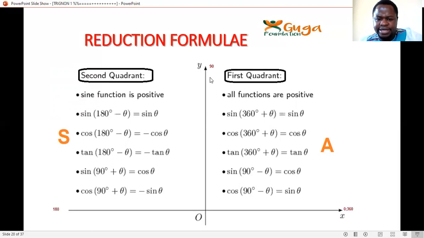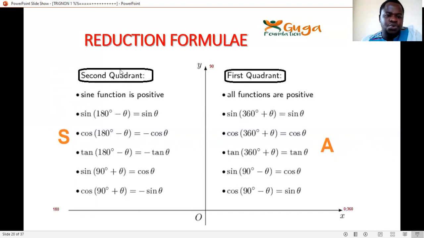Now sine of 90 minus theta. You are here now, 90 minus theta. So sine of 90 minus theta is in the first quadrant. Is sine there positive? Yes. Is it a cofunction? Yes. So the sine will change to cos. For cos of 90 minus theta, you will be in the first quadrant. Is cos there positive or negative? Positive. Is it a cofunction? Yes. It will change to sine.